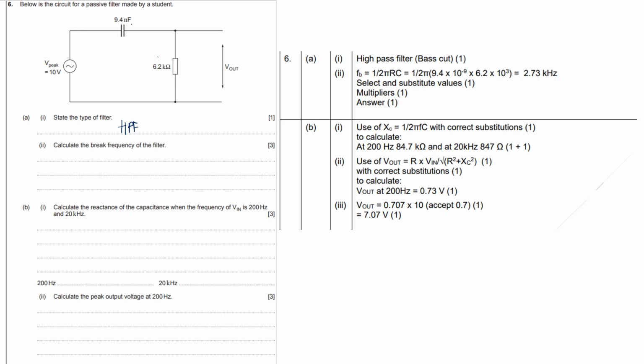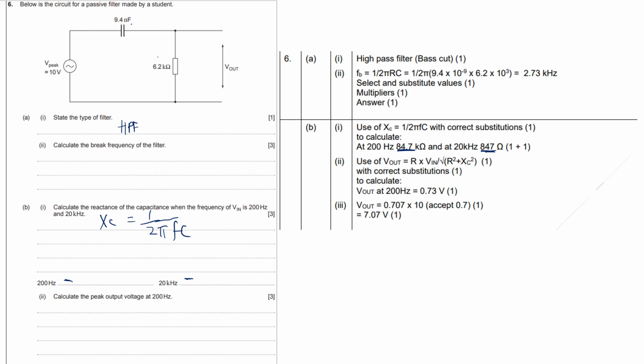Calculate the reactance. Well, we know reactance is XC, isn't it? XC is 1 over 2 pi FC. So you're going to be using a different F for this bit and a different F for this bit. Everything else is going to be the same. See what you get. Okay, so I'm just going to use the mark scheme. It says that you've got 84.7k or 847 ohms. So 84 kilo ohms or 85 kilo ohms or 847 ohms.